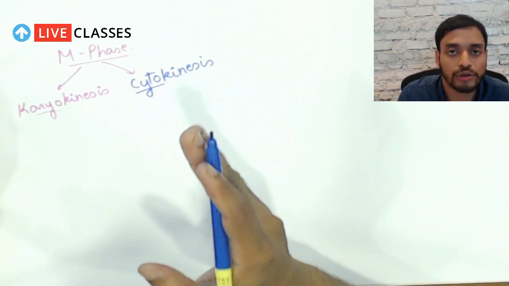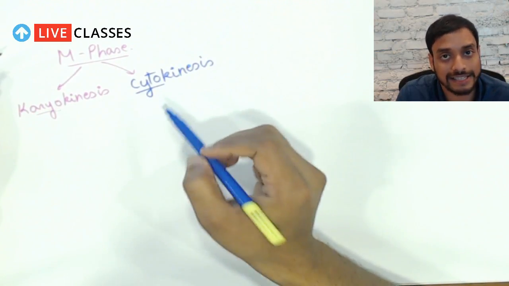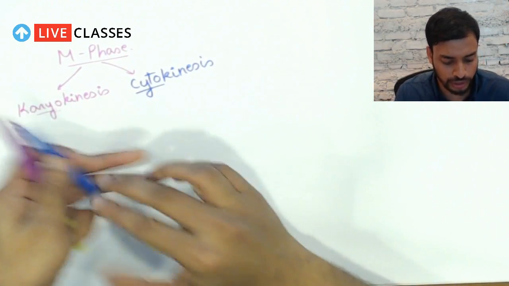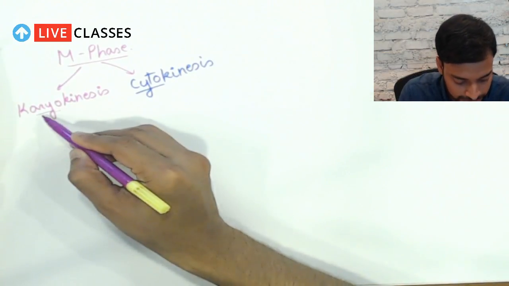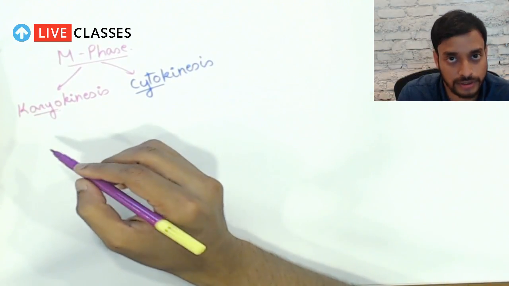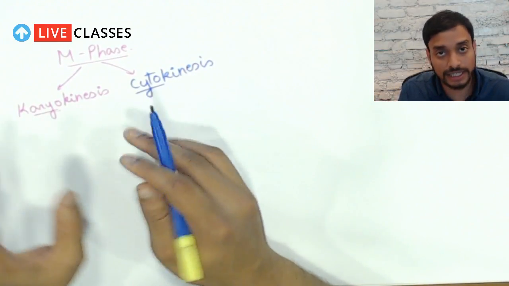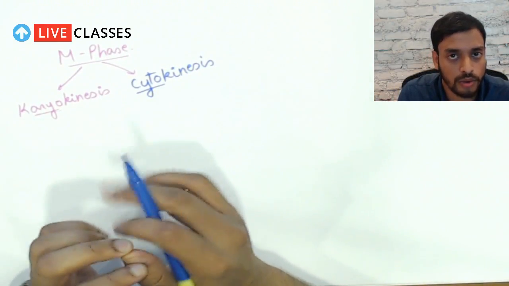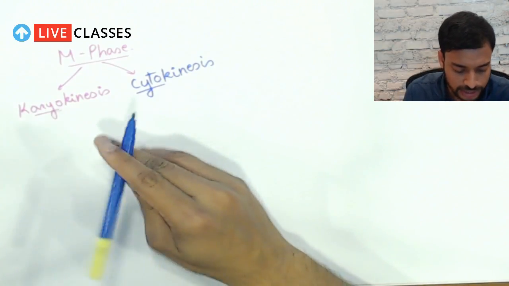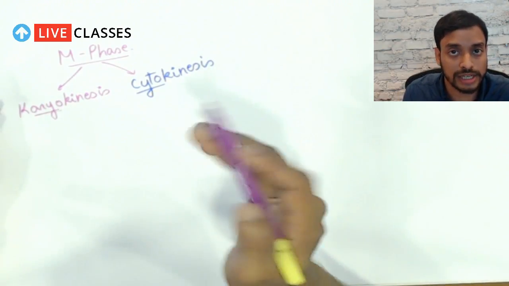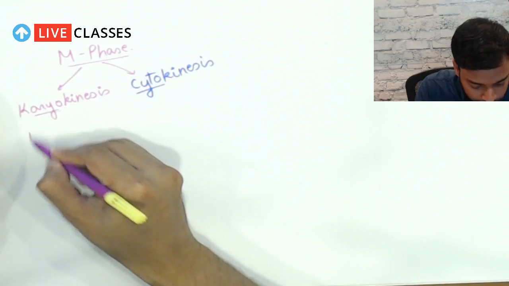So we are going to divide the M phase into two separate phases, karyokinesis and cytokinesis. So which one should we start first? It is karyokinesis. Correct. So let's start it. Karyokinesis is basically division of nucleus. Now here I'll state three important types. This division of nucleus can be of three types. What are they?